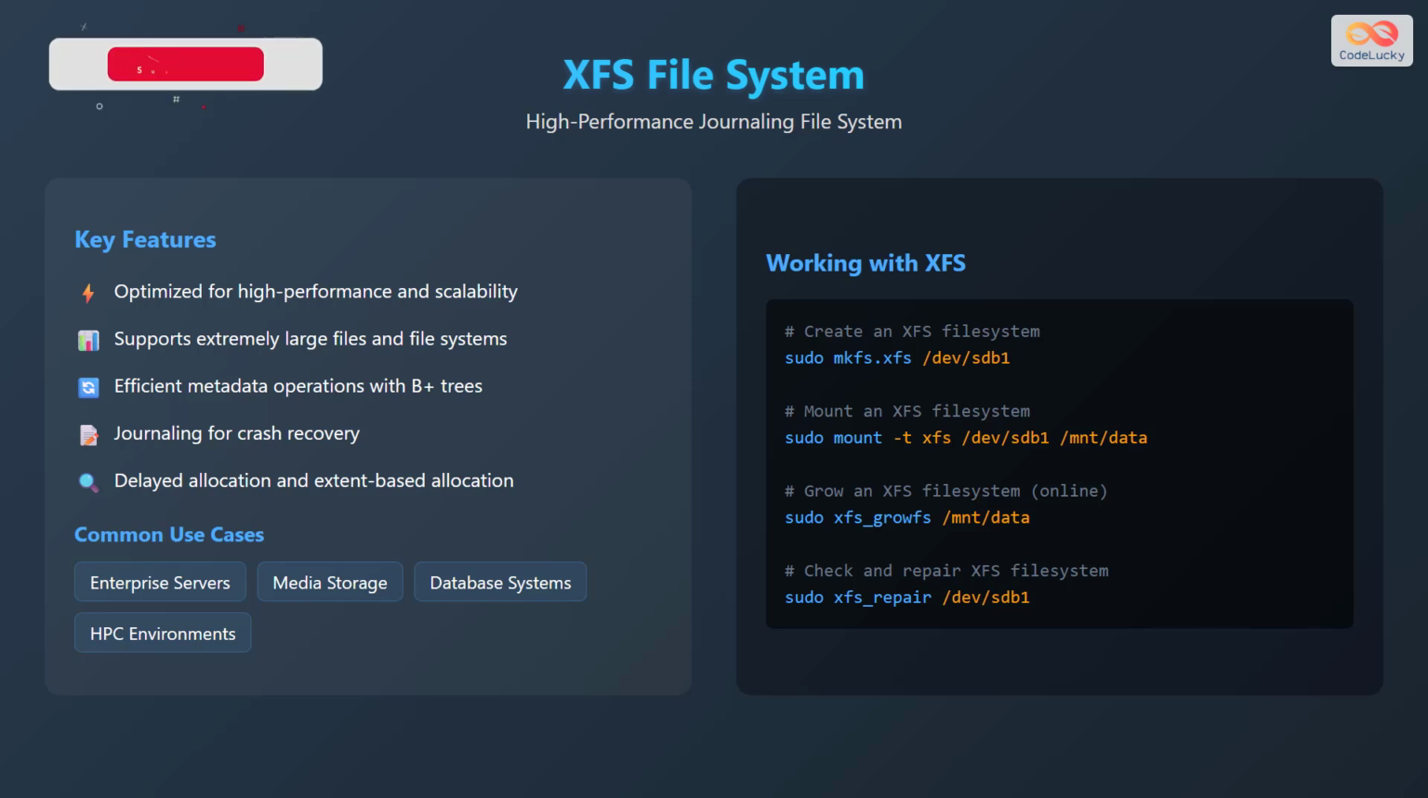To create an XFS file system, you can use the command sudo mkfs.xfs followed by the device name. To mount an XFS file system, use the command sudo mount with the type set to xfs, the device name, and the mount point. You can also grow an XFS file system online using the command sudo xfs_growfs followed by the mount point. To check and repair an XFS file system, use the command sudo xfs_repair followed by the device name.